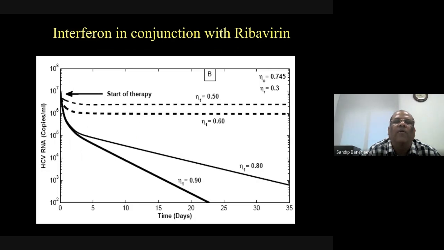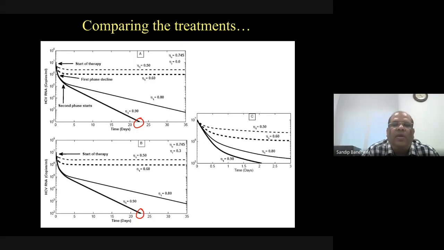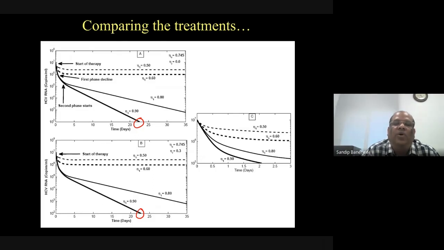Next, you have interferon along with ribavirin. It is believed that once you have one drug, and then you push another drug, it is going to work. But in this particular case, that doesn't happen. If I show you both the figures and compare, this is the monotherapy and this is when you have taken the ribavirin. Both of them give sort of identical figures. And why is that? Because here the efficacy of ribavirin is zero and here the efficacy of ribavirin is 0.3. So ribavirin didn't work in this case.